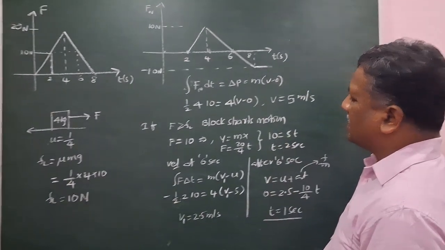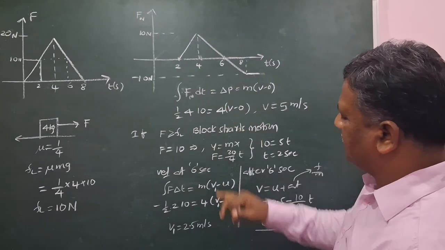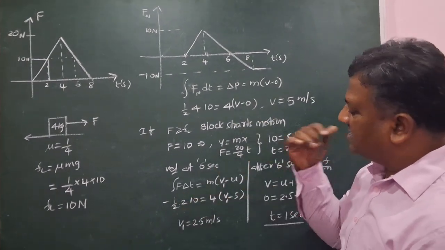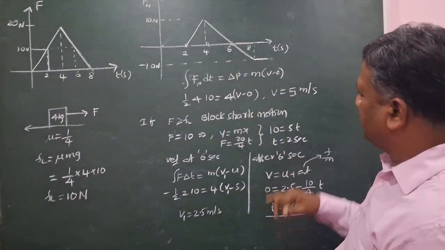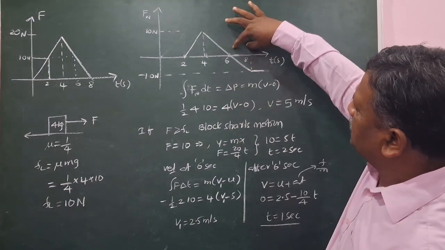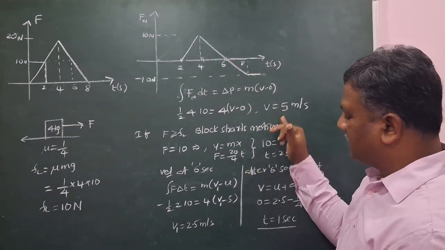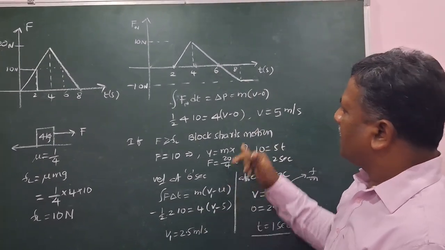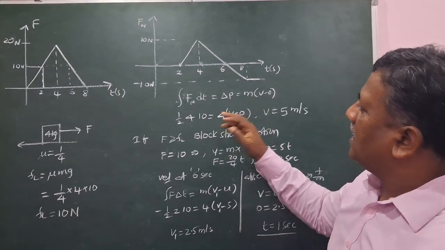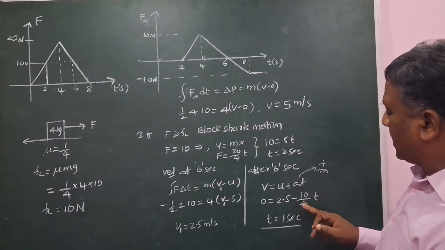Now, the area under the force against time graph gives impulse. For the time 6 to 8 seconds, what is going on? At 6 seconds the velocity becomes 5, and impulse is half base into height. Here base is 2, height is -10, and this equals final velocity minus initial velocity. For this situation, initial velocity is 5 and final velocity is 2.5. Remember, at 8 seconds the velocity reduces from 5 meter per second to 2.5 meter per second. After this, the external force is 0, only friction is there. Due to that, the body will be stopped after an additional time.